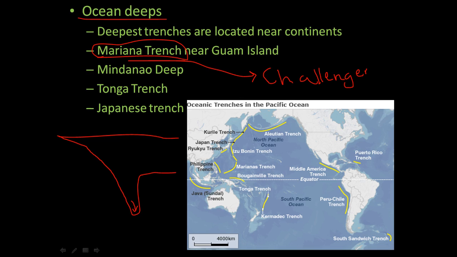Challenger Deep. Then this is the Mariana Trench. Then this is the Tonga Trench. We have to remember a few. This is the Tonga Trench located near Australia. This is the Philippine Trench. The Mindanao Deep is also called the Philippine Trench. So these both are the same.